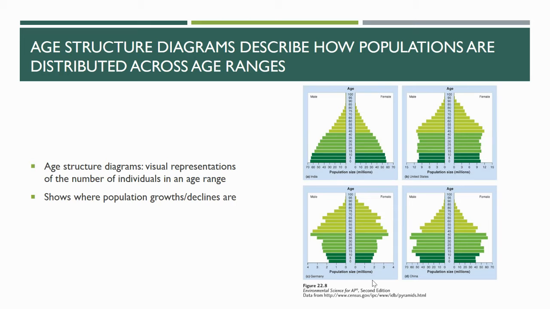B is a picture of the United States. It's relatively stable at the bottom and then decreases as you get older. And you can see Germany is a little bit different. They for sure have more older people, so that would be indicative of a declining population. And then China, same sort of thing. Their population might be starting to slow a little because they don't have as many younger individuals that will be reaching reproductive times soon.